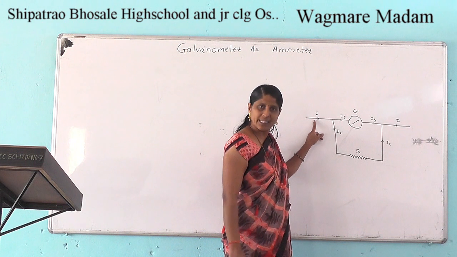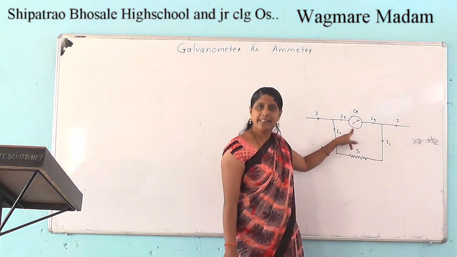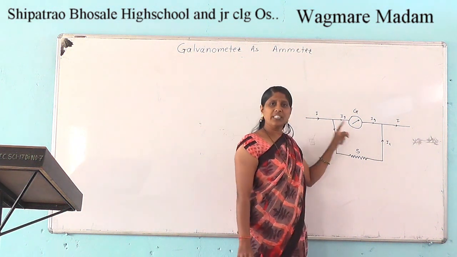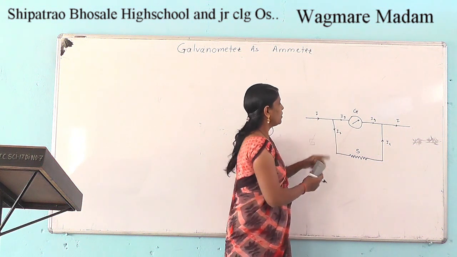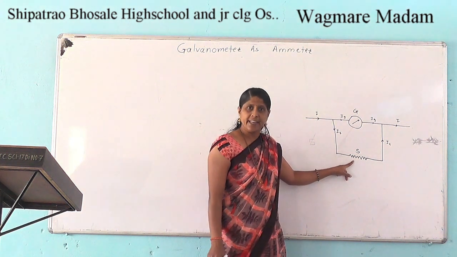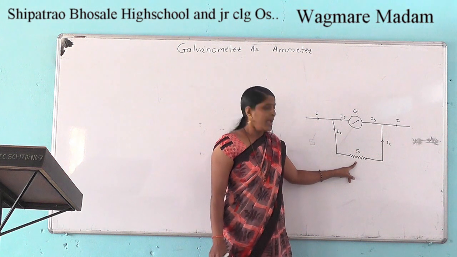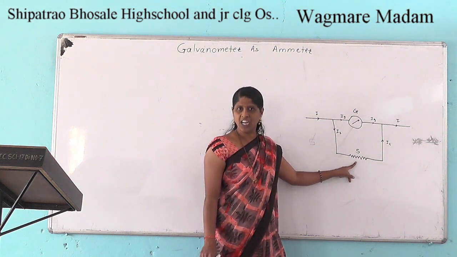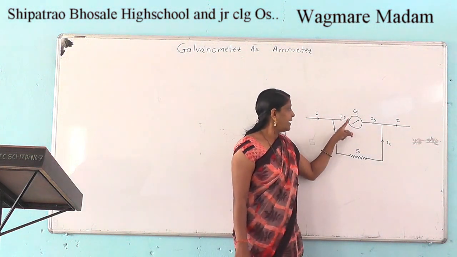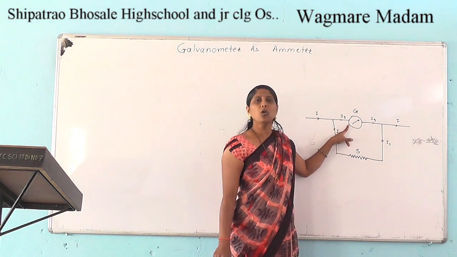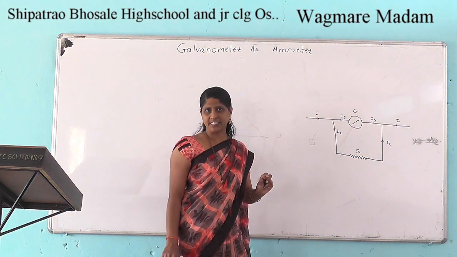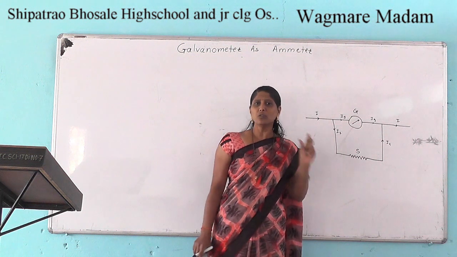Here is the electrical path, and the galvanometer is connected in series in this electrical path. Now we have to use this galvanometer as an ammeter. Therefore, a small resistance is connected in parallel to the galvanometer, and this resistance is called the shunt resistance. Shunt resistance means a resistance connected in parallel to the galvanometer, and this shunt resistor has a very small resistance, low resistance.